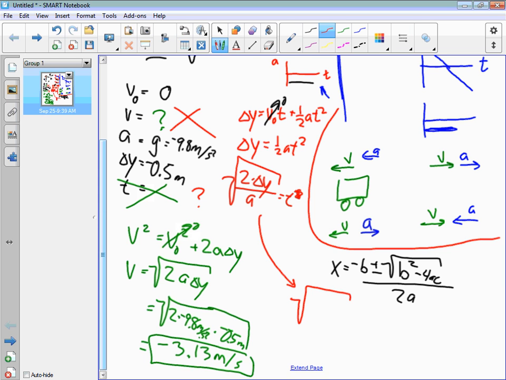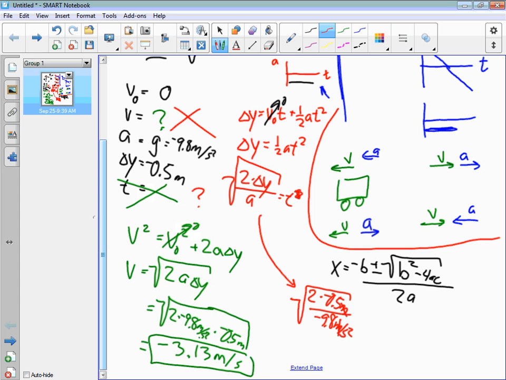And everyone is checking their work. 2 times negative 0.5 meters divided by negative 9.8 meters per second squared. Meters cancel. I've got 1 over second squared, so that'll just be second squared. When I take the square root of second squared, that'll be seconds. So please tell me what the numerical value is.